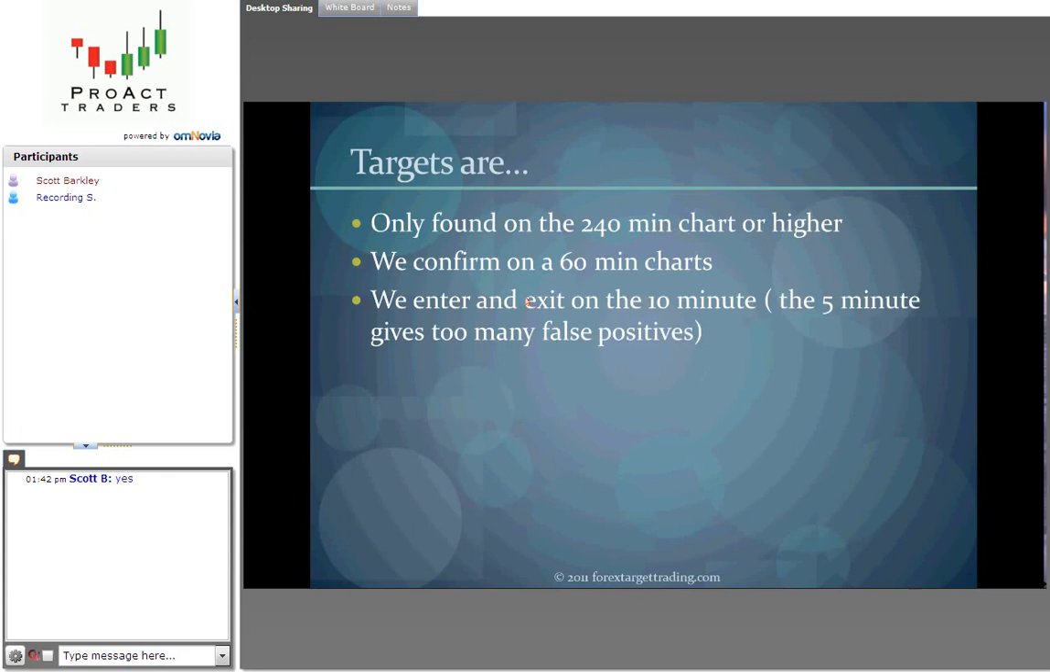If you're trading on an MT4, you only have a 5-minute chart. Why is that? Because it gives too many false positives, and the broker pays for that broker station for you. So that's why we never trade on a 5-minute chart. All right? So in actuality, we are trading the 240 and the 60-minute chart, and we're simply finding an entry on a 10-minute chart to the target.